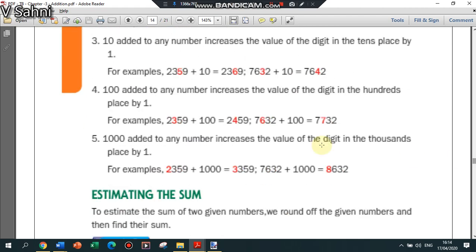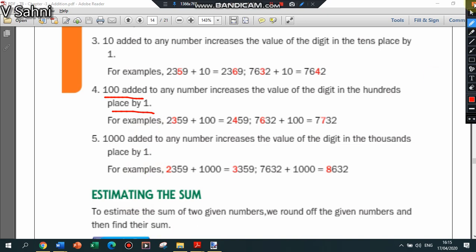Similarly, when 100 is added to any number, the hundreds place will increase by 1. Am I clear? So you just have to remember one thing. These are all mental calculations. Whenever you have to add 10 to any number, the tens place will increase by 1. If you have to add 100 to any number, then the hundreds place will increase by 1. If you have to add 1000 to any number, then the thousands place will increase by 1. So these are the three four rules of addition.